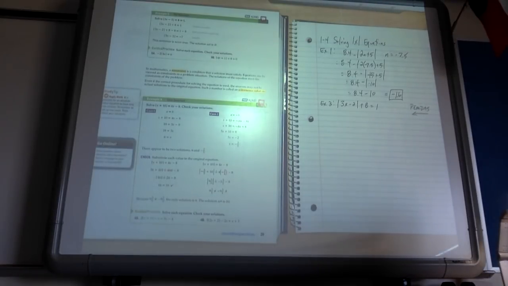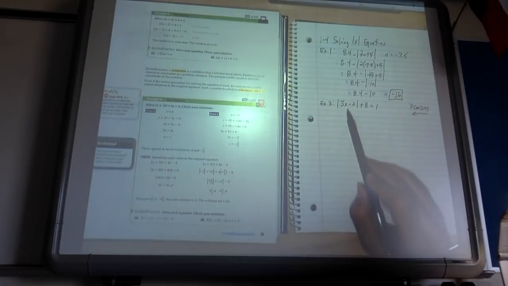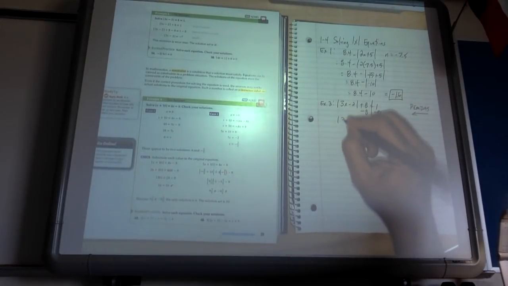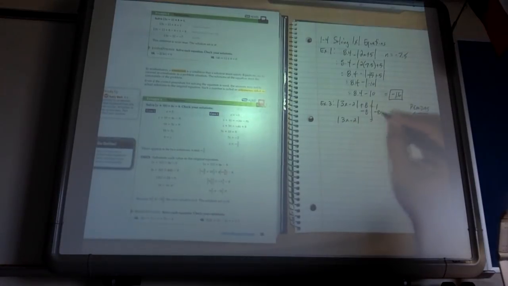We undo it by doing PEMDAS backwards. We treat absolute value like parentheses, so the first thing I need to do is move positive 8. I'm doing that in reference to the fact that we're solving for this x right here. To move positive 8, I subtract 8 from both sides of the equal sign. I get the absolute value of 3x minus 2 equals 1 minus 8, which is negative 7.